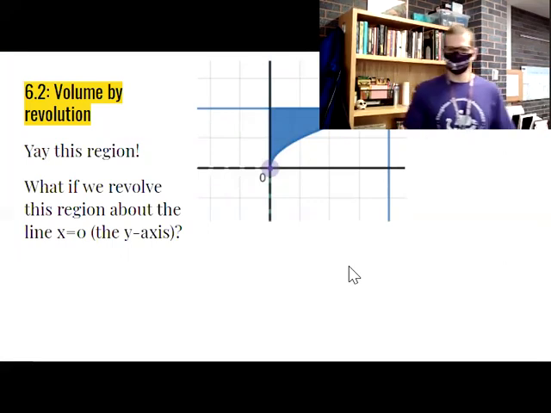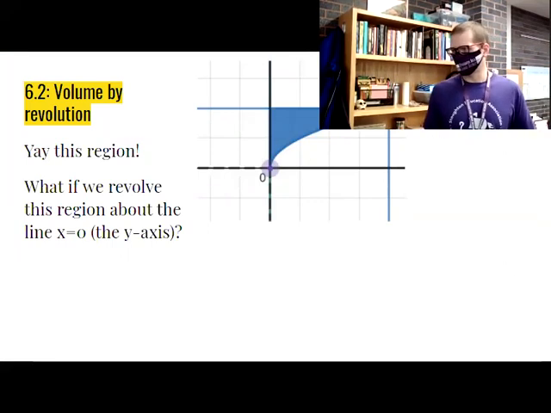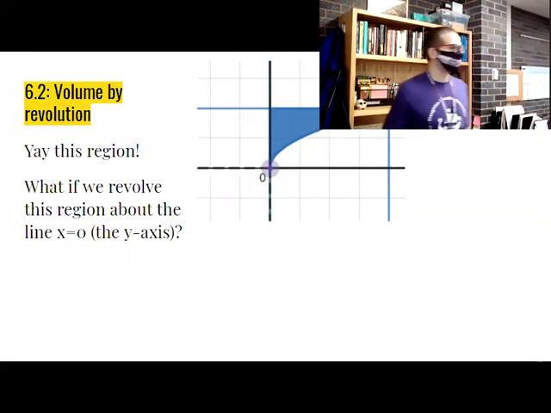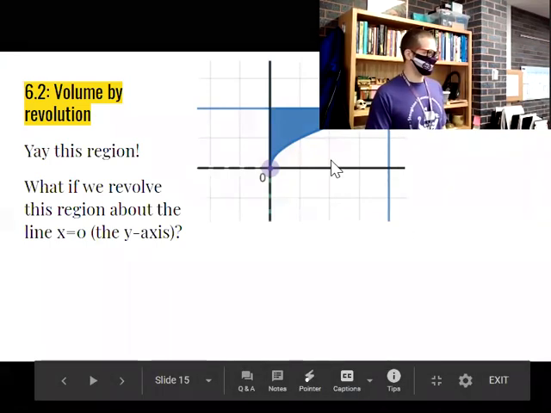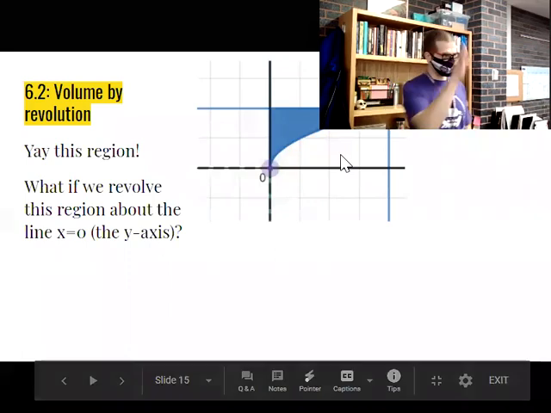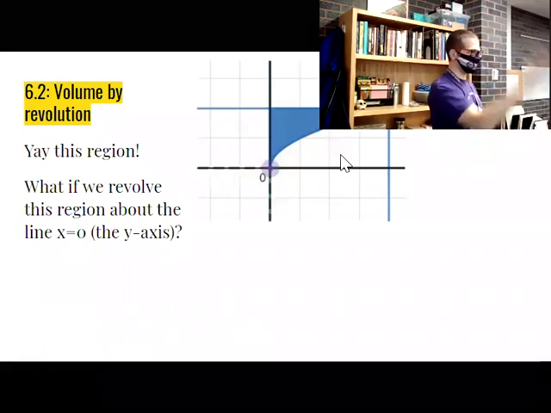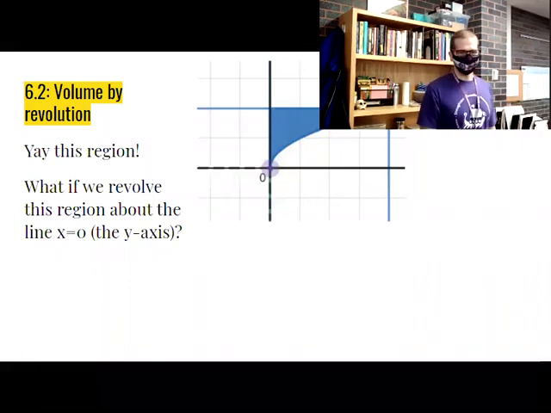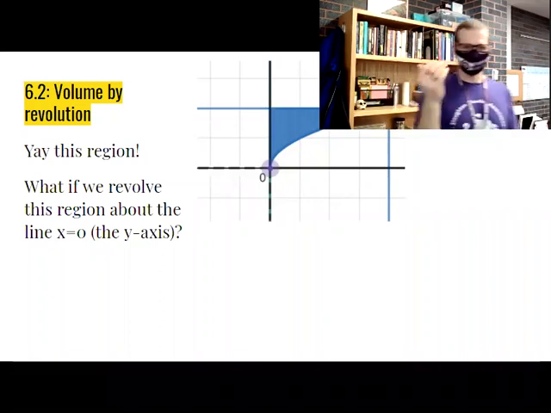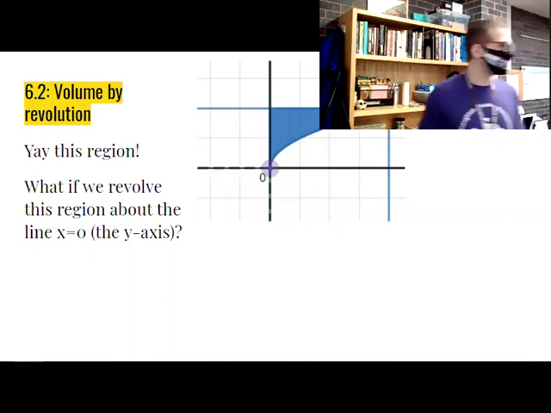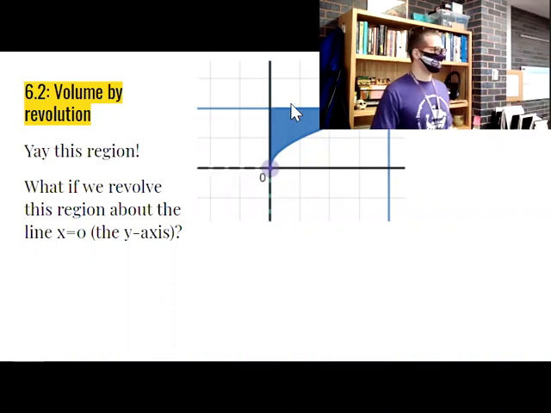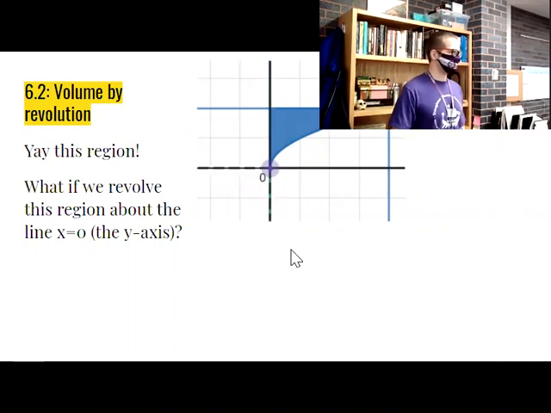This is the same region that we used for washers. Remember, if I revolve this one around the x-axis, my cross sections, if I cut them perpendicular to the axis I'm rotating around, are washers. A circle minus a circle, right? And that's how we get the area of a washer. But what if I want to revolve this region around the y-axis? Well, let's figure that out.